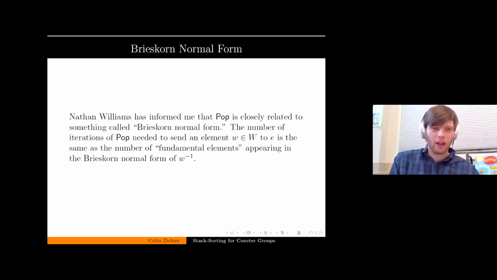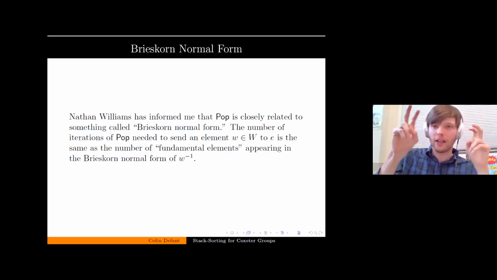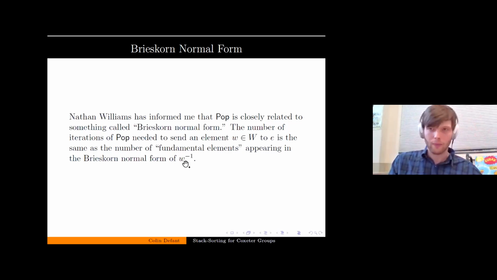And this is sort of just an aside. Nathan Williams contacted me after I put this preprint up, and he told me that this pop stack sorting operator is very closely related to something called Brieskorn normal form, which I hadn't heard of before. It's some kind of normal form that you can define on Coxeter groups, or more generally Artin groups. And it turns out that the number of iterations of this pop that you need to send an element of your Coxeter group to the identity is the same as the number of what are called fundamental elements appearing in the Brieskorn normal form of the inverse of w. So I'm not going to say too much about this, but I thought it was kind of interesting.